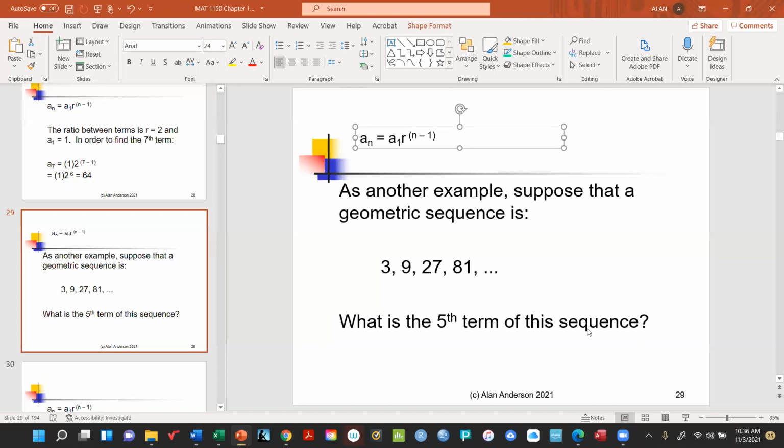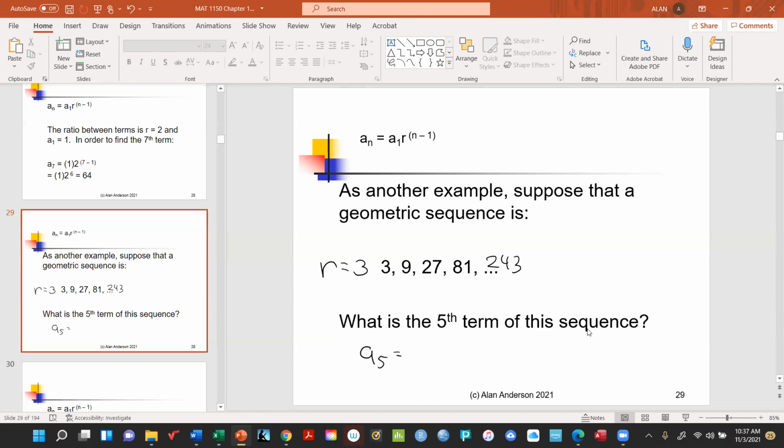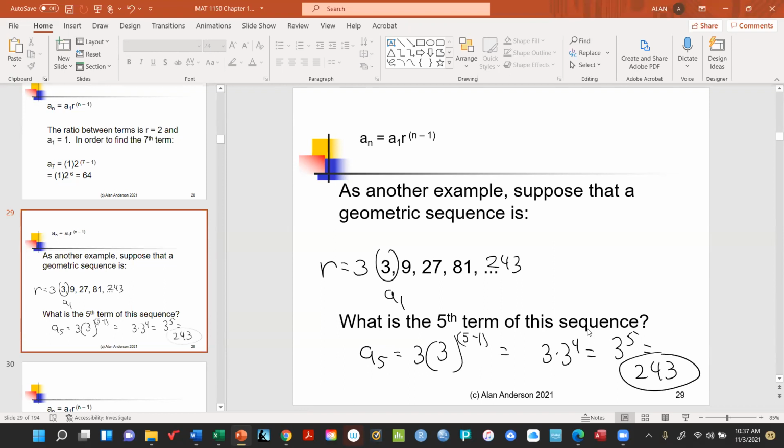Okay, so clearly this has a common ratio of 3, which means this term would have to be 243, but why don't we plug these numbers into the formula? So A5 is, now A1 is here. And then we have R, which is 3. The exponent is 5 minus 1. So 3 times 3 to the 4th, which is 3 to the 5th. And if you put that into your calculator, you'll see that this is indeed 243. Beautiful.